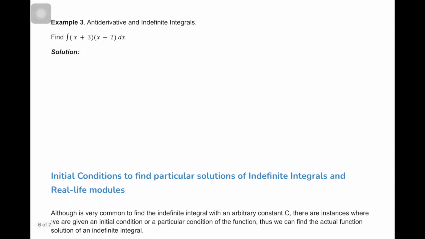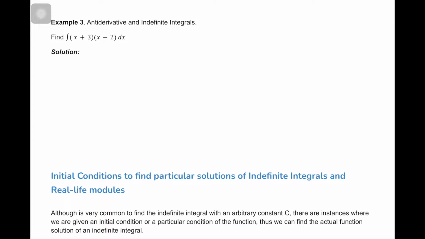All right, welcome back. So we're gonna jump into example number 3. We're asked to find the antiderivative, or in other words, the indefinite integral for this expression, this function. So we're gonna do that. So if you notice, this is a product of two functions, x plus 3 times the quantity x minus 2.